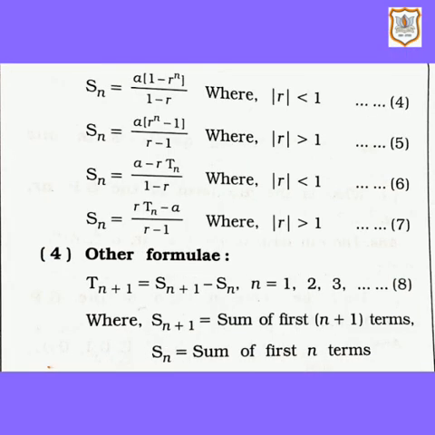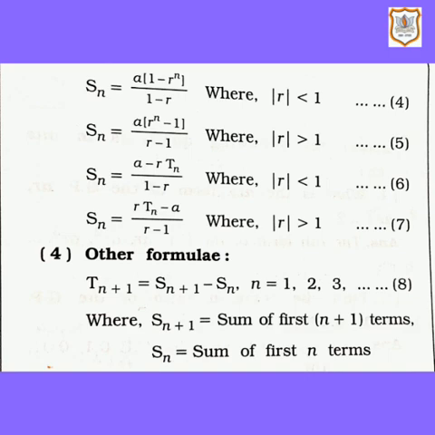Sn is also equal to A into 1 minus R to the power n upon 1 minus R, where absolute R is less than 1. Then Sn is also equal to A multiplied by R to the power n minus 1 upon R minus 1, where absolute R is greater than 1. That means if absolute R is greater than 1, then this formula will be applied. The next is Sn is equal to A minus R into Tn upon 1 minus R. This formula is applied where absolute R is less than 1.